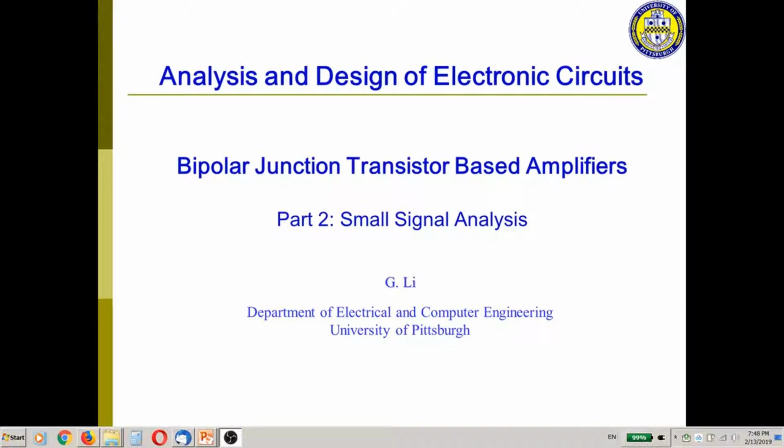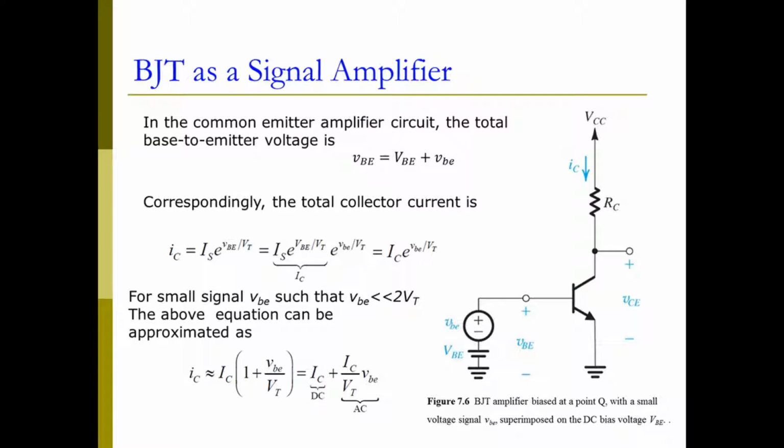In this part, we are going to use a small signal analysis approach to analyze the BJT-based amplifier. For a BJT as a signal amplifier, if we configure it as the common emitter amplifier circuit, the total base to emitter voltage VBE will be the DC voltage plus our AC voltage.